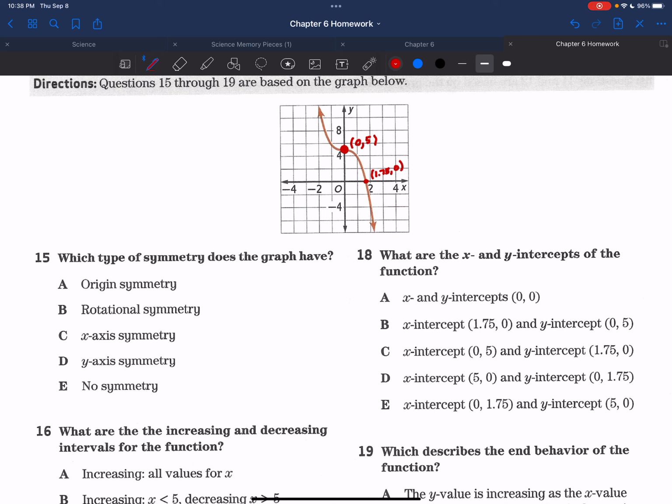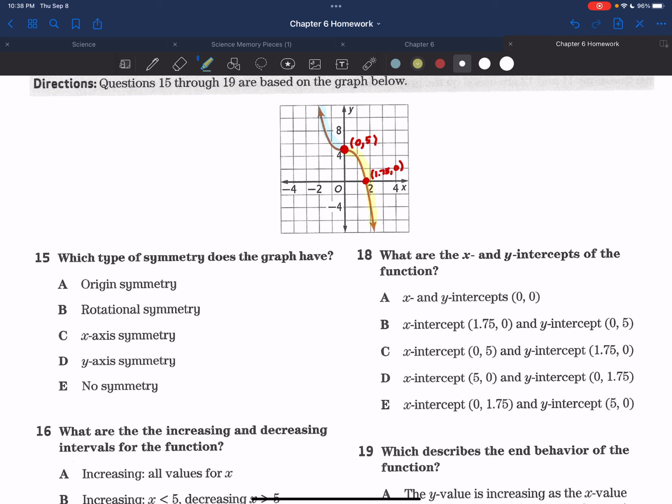Which type of symmetry does the graph have? Origin symmetry, meaning the origin would be the mirror. Rotational symmetry, that one's tempting, but the graph is different on top and bottom. The top section, in other words, this part that's increasing, an increasing interval, is shorter or smaller than the part that is the decreasing interval. So it's not rotational.